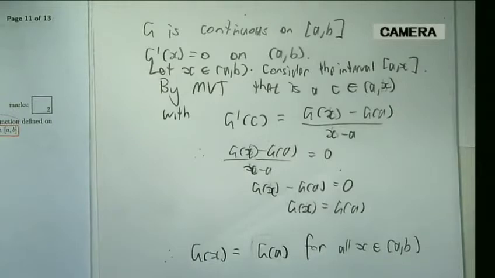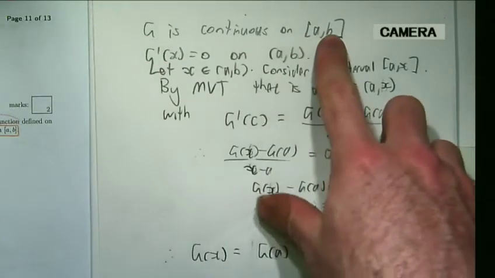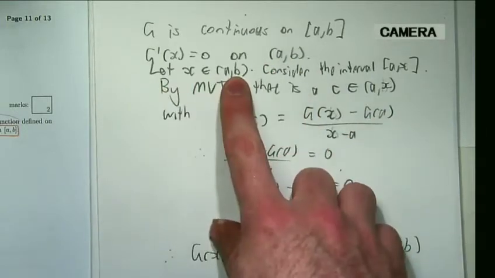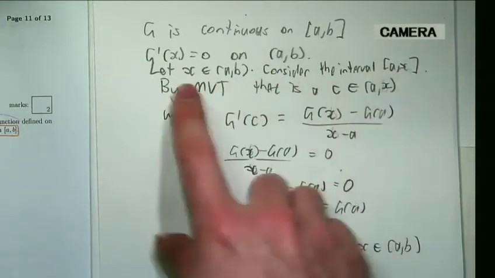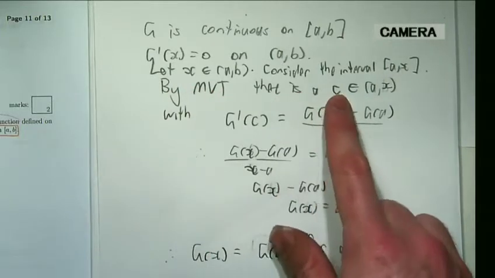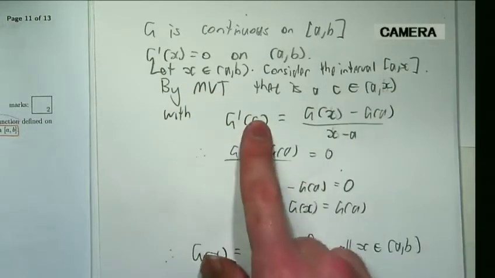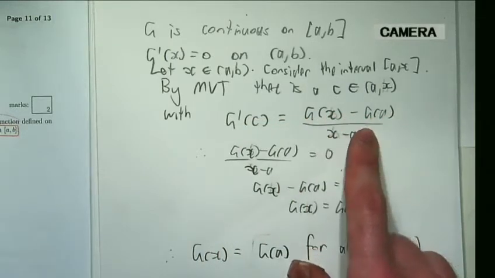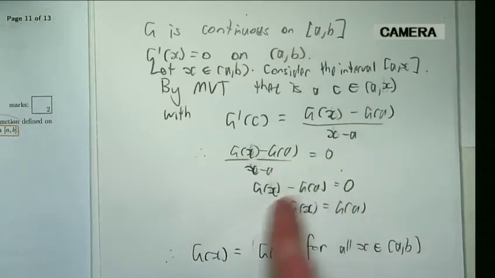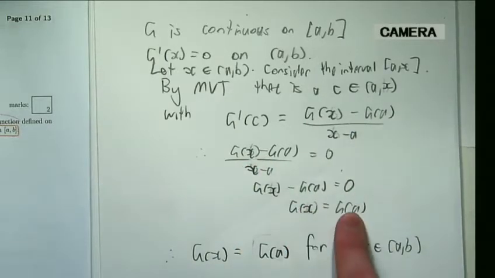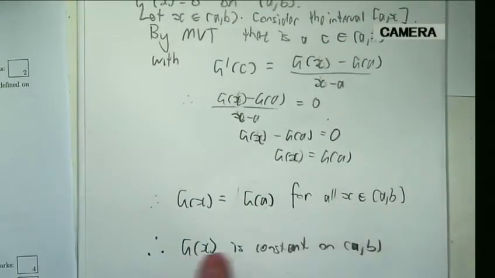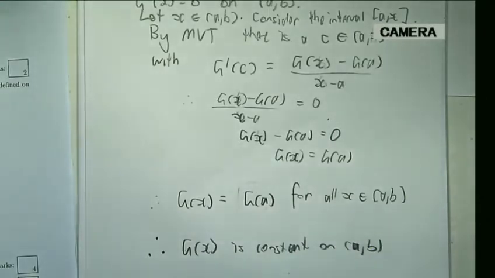Right. So let's just read that forwards. g is continuous on [a, b], g dash is 0 on (a, b). Let x be a number in (a, b). Consider the interval from a to x. By the mean value theorem, there is a c between a and x, with g dash c equal to (g(x) - g(a))/(x - a). Therefore, this is equal to 0. Therefore, that's equal to 0. Therefore, that's equal to g(a). So therefore, g(x) is equal to g(a) for all possible x's between a and b. Therefore, g(x) is constant on (a, b). That's my proof.